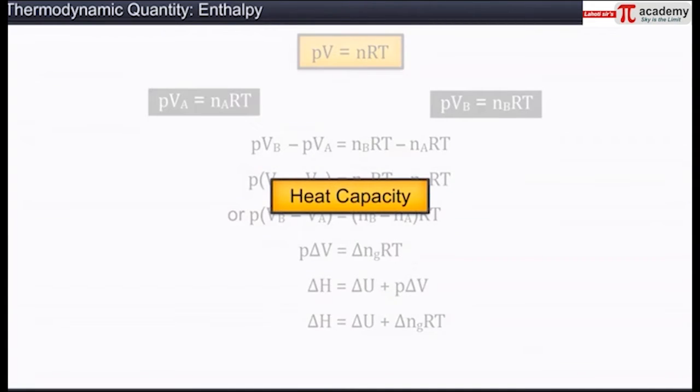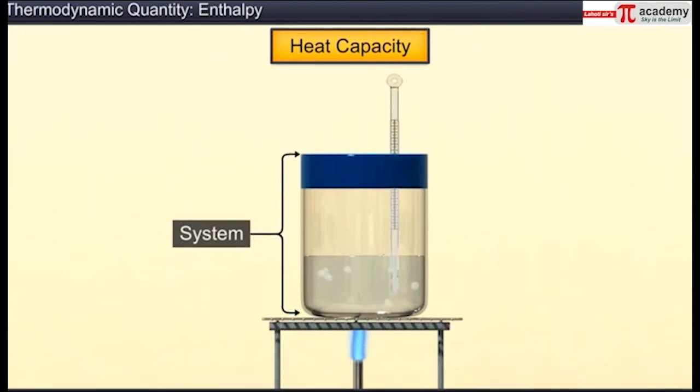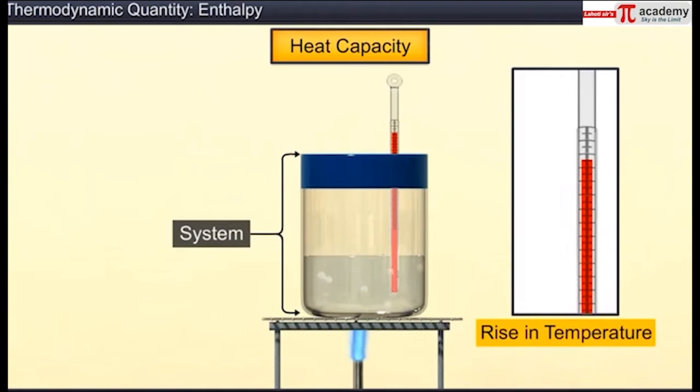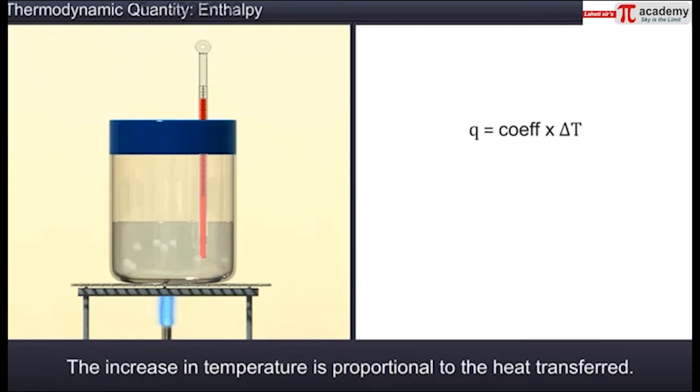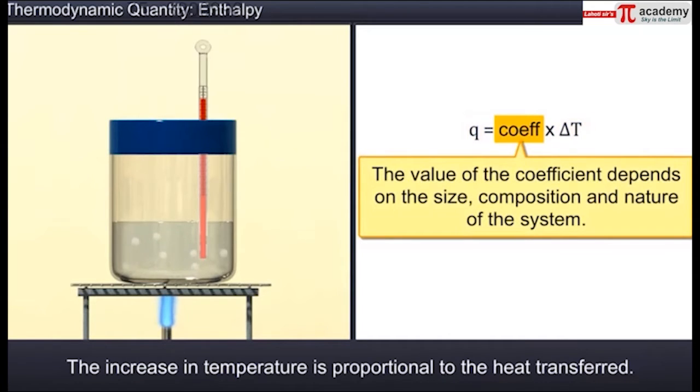Now let's learn about heat capacity. The capacity to absorb heat energy and store it is known as the heat capacity of a system. The heat absorbed by the system appears as a rise in temperature. The increase in temperature is proportional to the heat transferred, which can be written as Q equals coefficient multiplied by change in temperature delta T. Note that the value of the coefficient depends on the size, composition, and nature of the system.